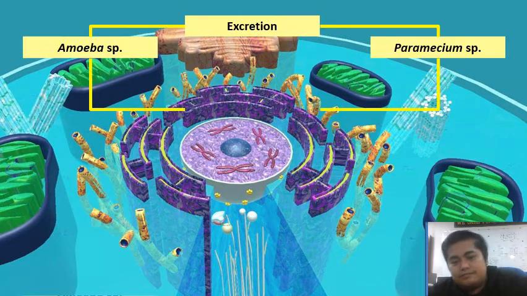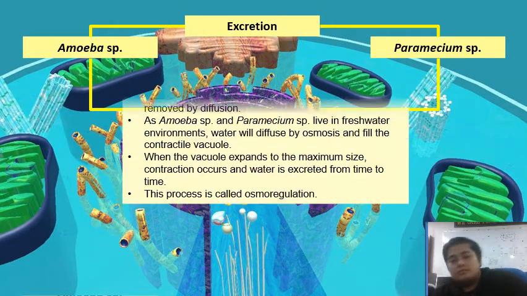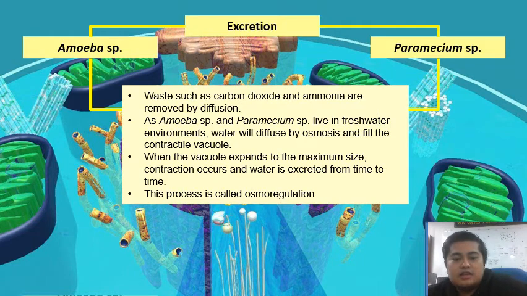Next, excretion. So, waste such as carbon dioxide and ammonia are removed by diffusion. As amoeba and paramecium live in freshwater environment, the water will diffuse by osmosis and fill the contractile vacuole. When the vacuole expands to its maximum size, the contraction occurs and the water is excreted from time to time. So this process is called osmoregulation, atau bahasa Melayu kita panggil sebagai pengosmokawal aturan.